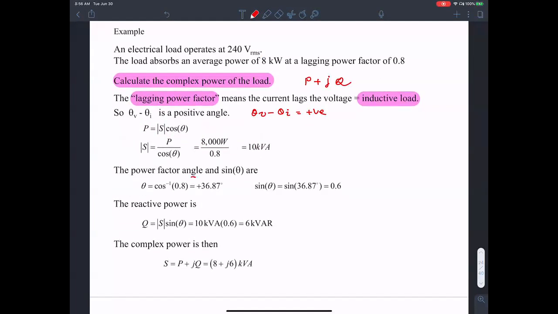Now the power factor angle and the sine theta can also be found, because cos of this angle is given to be 0.8. The angle is cosine inverse of 0.8, meaning that theta V minus theta I is 36.87 degrees. If I evaluate sine theta for it, it comes out to be 0.6. Why do I need to do that? I'm interested in calculating Q, which has a sine term. Now the reactive power can be calculated using the magnitude that we just found times the sine, which comes out to be 6 kilovolt ampere.